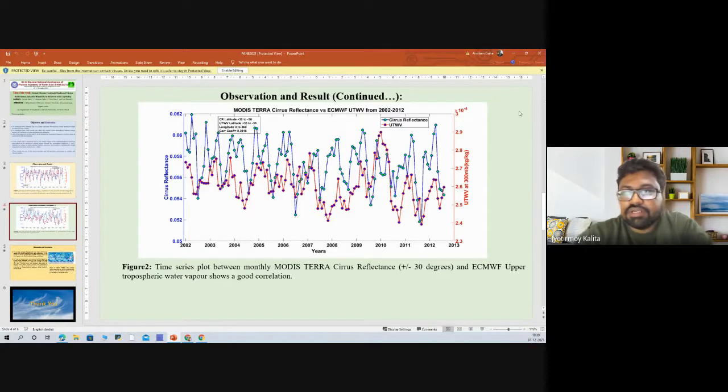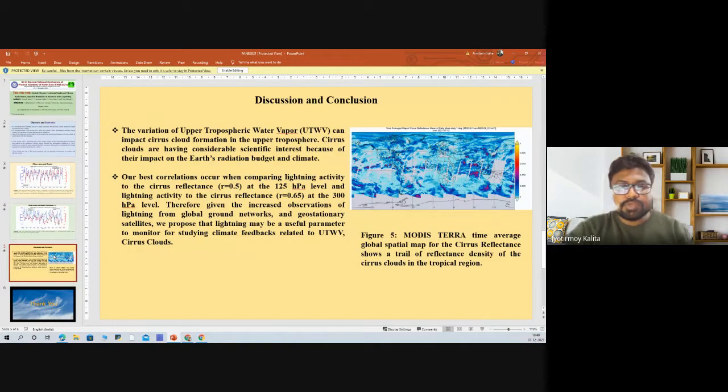In the discussion and the conclusion part, we have shown that there is a trail of Cirrus reflectance on density in the tropical belt, if you see. And the variation of upper troposphere water vapor can impact cirrus cloud formation in the upper troposphere. Now, cirrus clouds are of considerable scientific interest because of their impact on the Earth's radiation budget and climate. Of course, the specific humidity or upper troposphere water vapor has an abundance in the tropics, almost nearly plus minus 30 or plus minus 35 latitude band. There also you will see the concentration of cirrus reflectance, cirrus clouds.